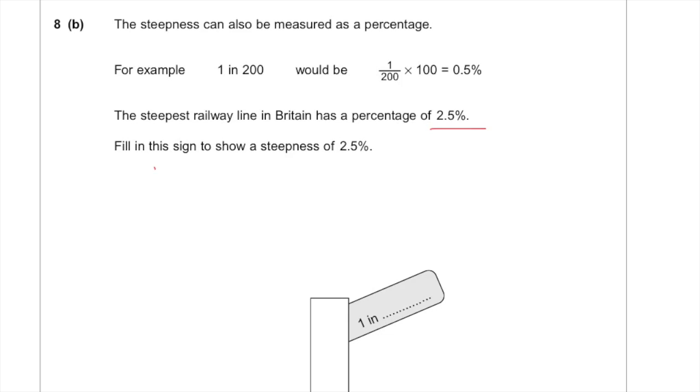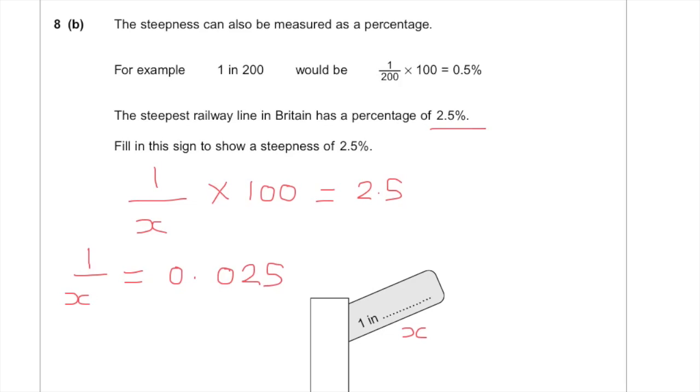So this means that 1 over our steepness, which we'll call x there, multiplied by 100 equals 2.5%. Let's divide both sides of this by 100, which gives us 1 over x is equal to 0.025. Now, 0.025 as a fraction is equal to 25 over 1000, which, if we simplify that down, is 1/40th. So the answer is 1 in 40.